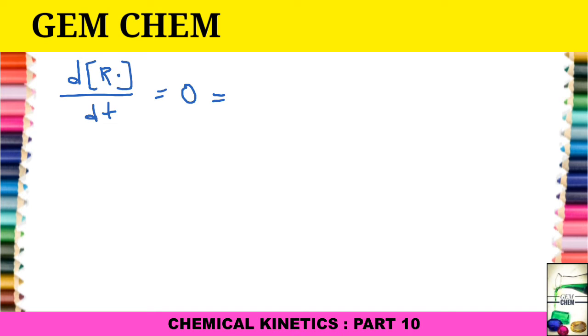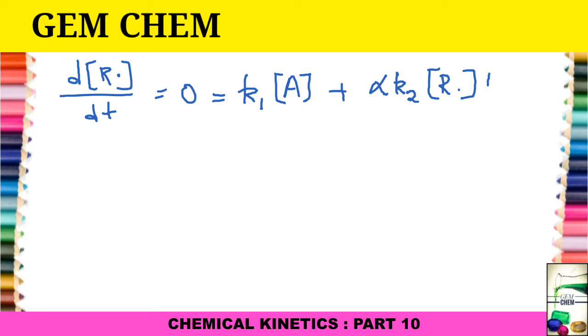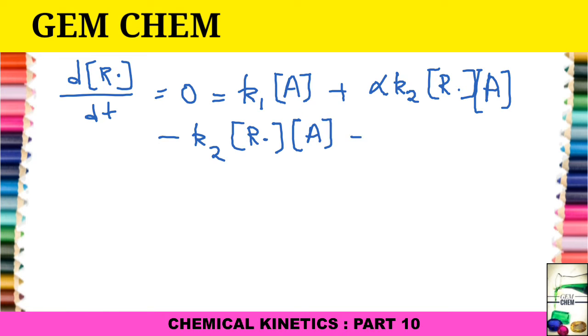Here it will be K1 [A] for the first reaction. For the second reaction, it will be alpha K2 [R dot][A] minus K2 [R dot][A] minus K3 [R dot].